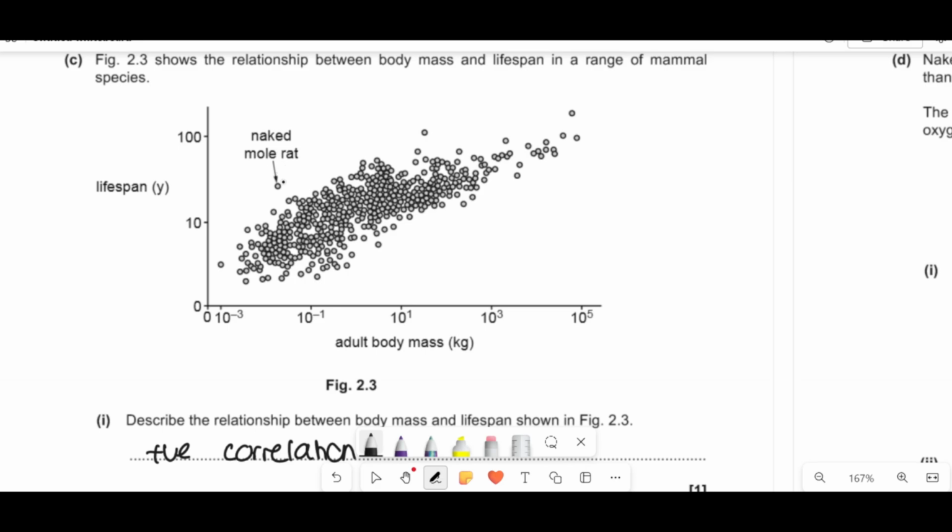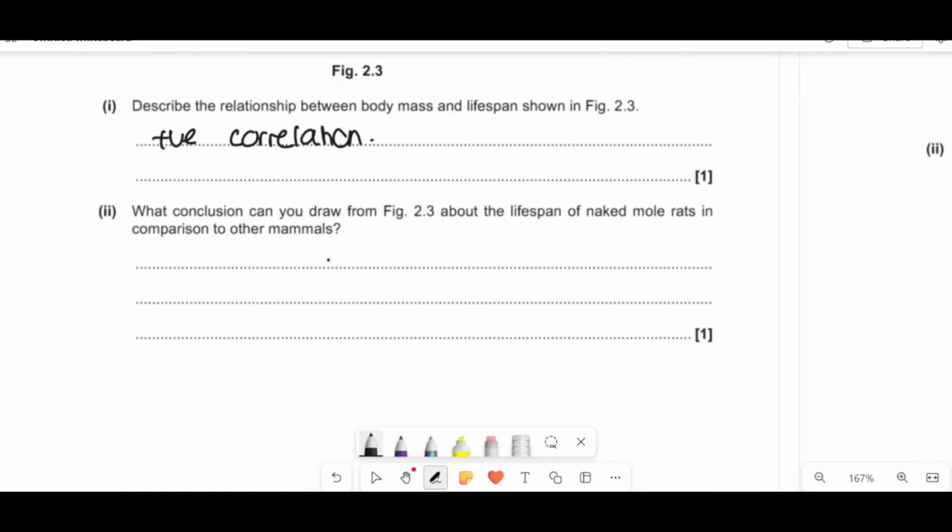So what we need to do is turn that into words and actually use it in the context of the graph. If we were following its mass, we would expect its lifespan to be somewhere around here. But we can see that its lifespan is higher than most of the other ones. So its lifespan is higher than expected for its mass.